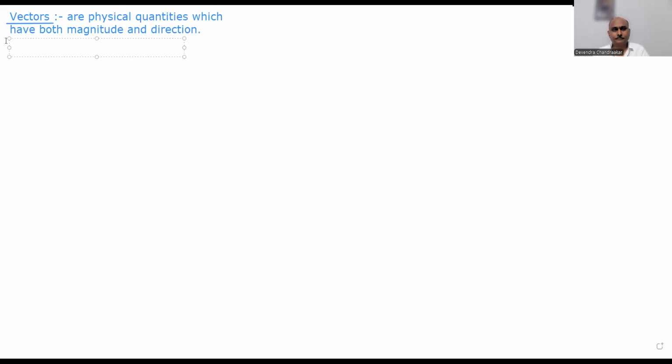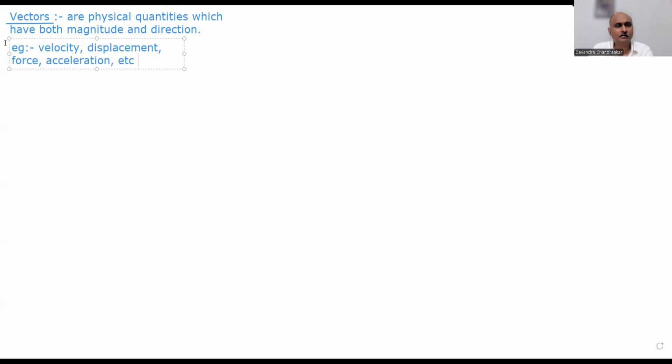So examples of vectors are velocity, displacement, force, acceleration, and there are many, right? There are many vectors.